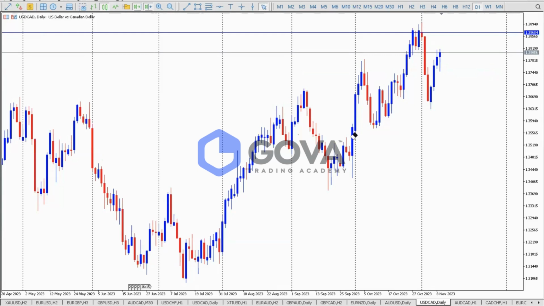So after understanding all these rules and regulations, and you also apply the psychological level, you also apply the D1 candle location, then you should be good to go. You should be good to go.